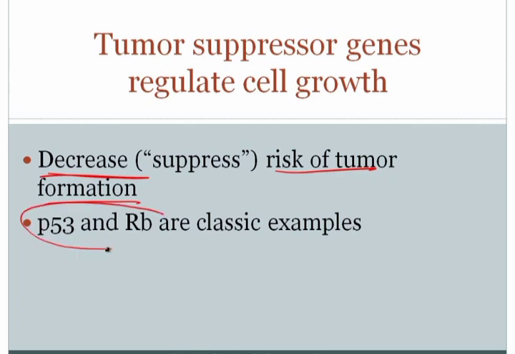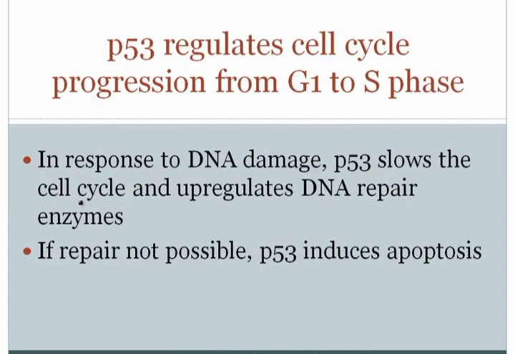And the two classic examples are p53 and retinoblastoma. So let's take a moment to discuss each of these. Now, what does p53 do? It regulates the cell cycle. In particular, it regulates the G1 to S phase. And the way I think about p53 is sort of like a traffic cop.